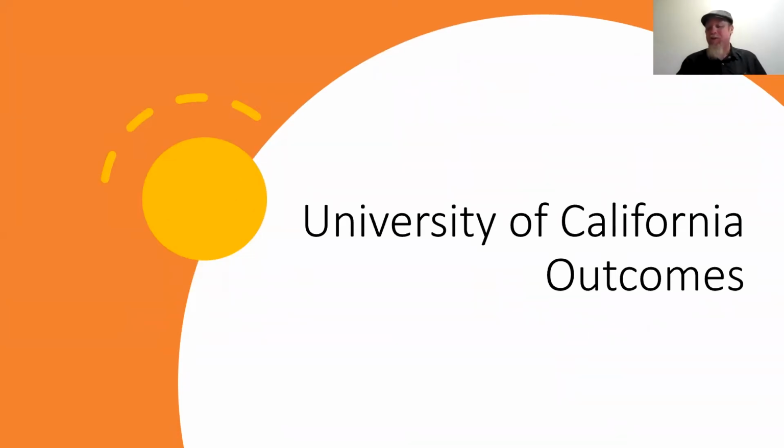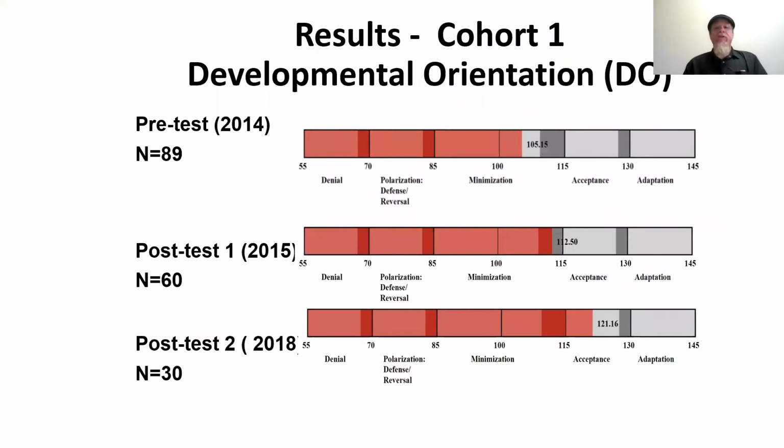So part of this was to actually capture the data. This is a picture of what the information looks like when you get it from the IDI. In 2014, we had about 89 participants who took the test, and you can see our organization was in minimization. Again, you can see these trailing ends, with minimization being the largest, from 85 to 115 points on that scale, denial and adaptation being trailing ends. This was where our organization was at in 2014.